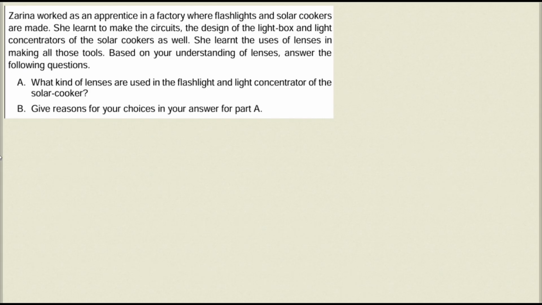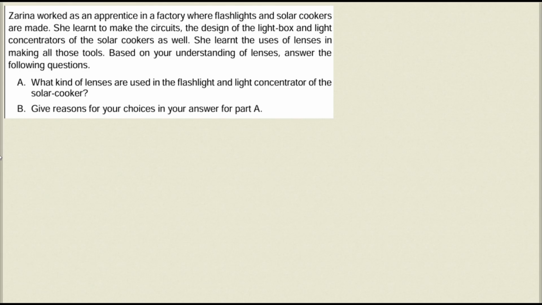Moving to the next question. Zarina worked as an apprentice in a factory where flashlights and solar cookers are made. She learned to make the circuits, the design of the light box and light concentrators for the solar cookers as well. She learned the uses of lenses in making all those tools. Based on your understanding of lenses, answer the following questions.